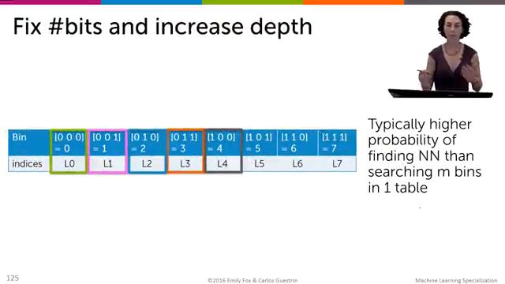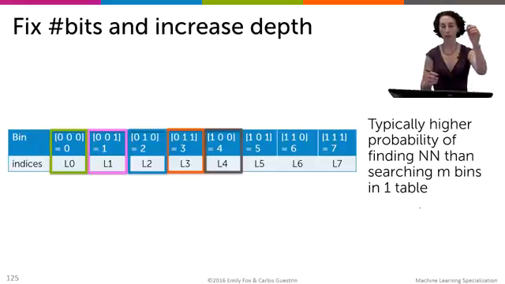Typically, in many of the setups we're going to consider, you can show that the probability of finding a nearest neighbor after searching one bin in M different hash tables, so again, in total M different bins, is higher than if we were to search M bins in a single hash table.